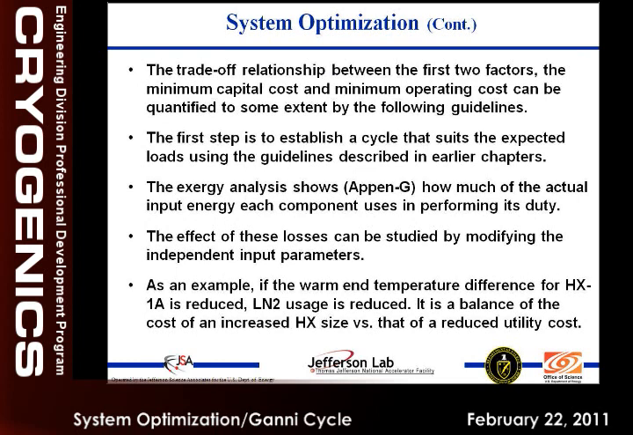So the trade-off relationship between the first two factors, like what I said, the operating cost and capital cost, we can quantify those two. We know at the beginning when we are designing a system, if we increase the heat exchanger size, or if we add another turbine, what it's going to cost in capital. And if we come up with a cycle that is going to reduce power by another megawatt, we know what the operating cost is. So, on paper, we can study the influence of the trade-off between capital and operating cost. It's not impossible.